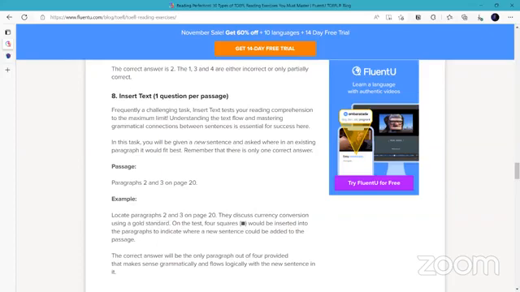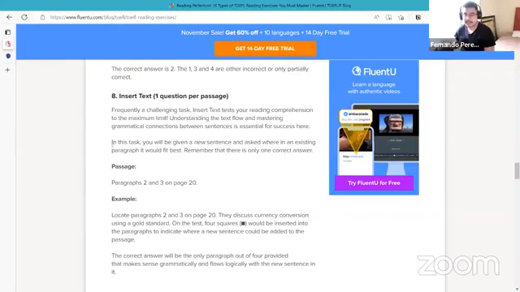In this task, you will be given a new sentence and asked where in an existing paragraph it will be best. Remember that there is only one correct answer. Passage paragraph 2 and 3 on page 20. Example. Look at paragraph 2 and 3 on page 20. They discuss currency conversions using a gold standard.